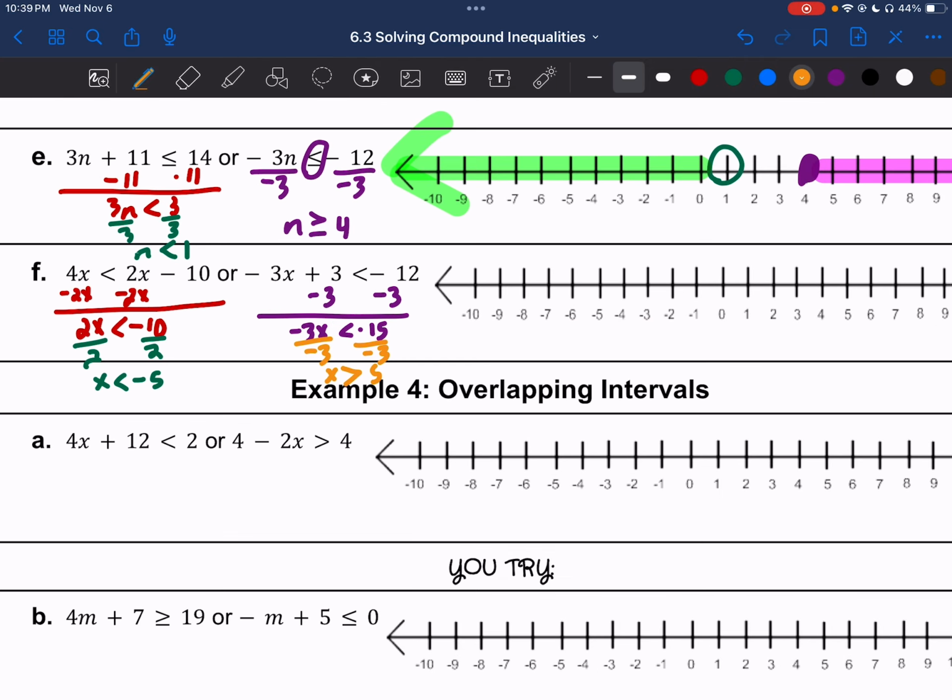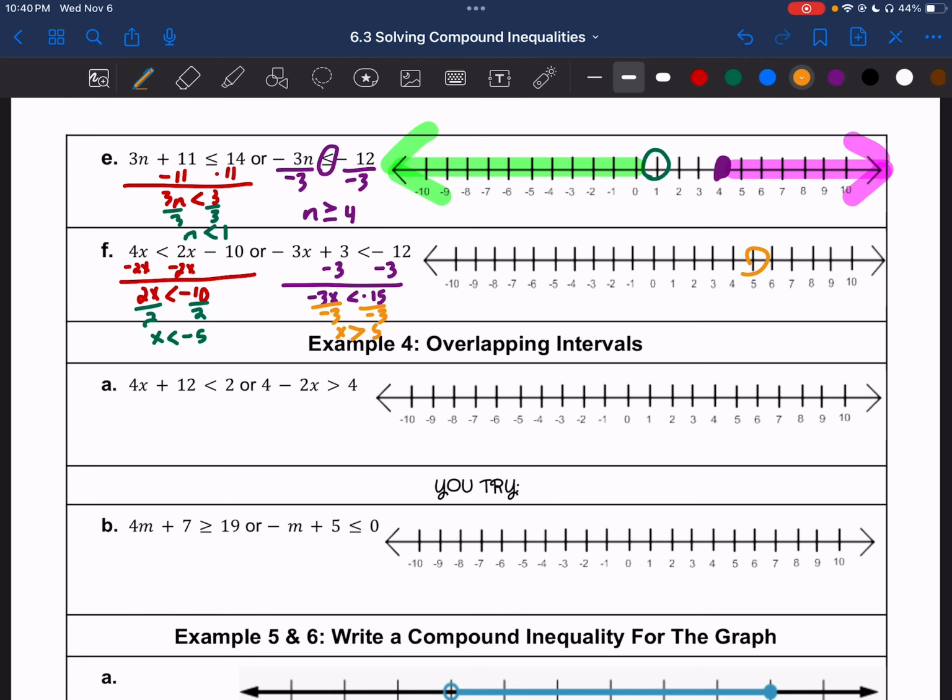So we'll have an open dot at 5. And we are going to shade to the right. And we are going to have a closed dot at negative 5. Nope, open dot at negative 5. And we are going to shade to the left.